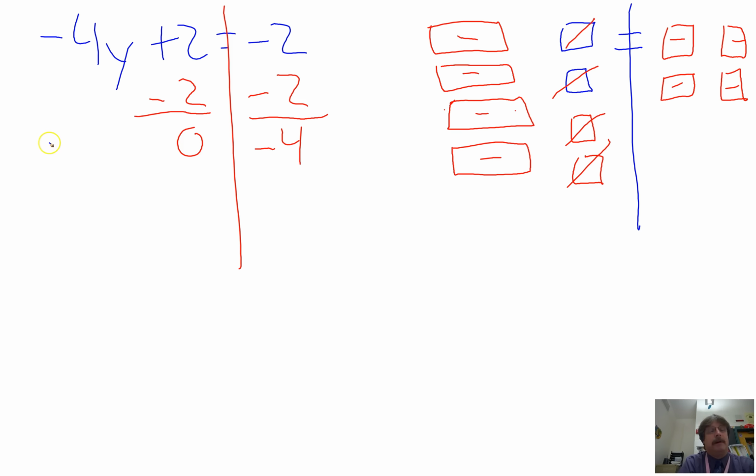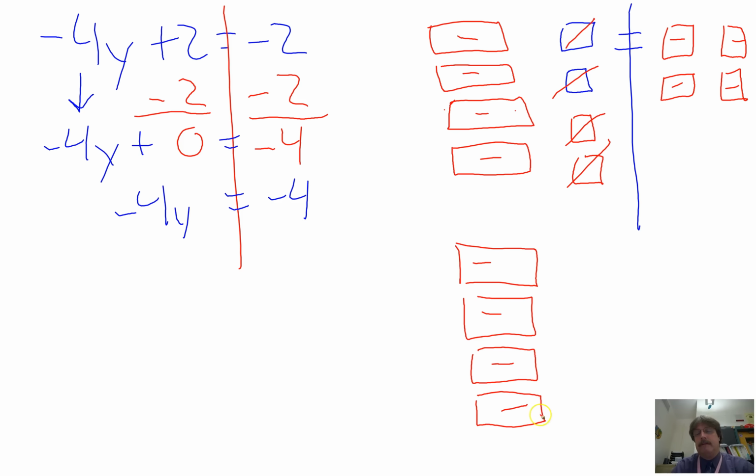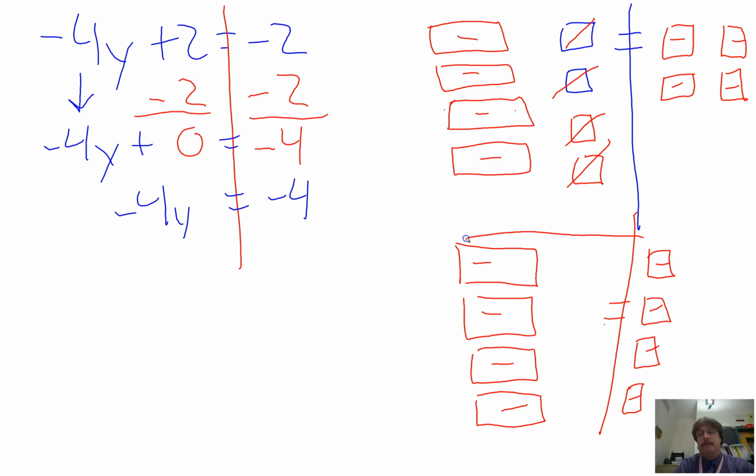I'm going to go ahead and bring down my negative 4y. So negative 4y plus 0. Okay, so that's going to be negative 4y equals negative 4. Okay, and over here, there's our negative 4y, equals, so negative 4y's, because these are our y's, and these are our individuals, negative 4. Okay, so if you group those, so y is going to equal 1.